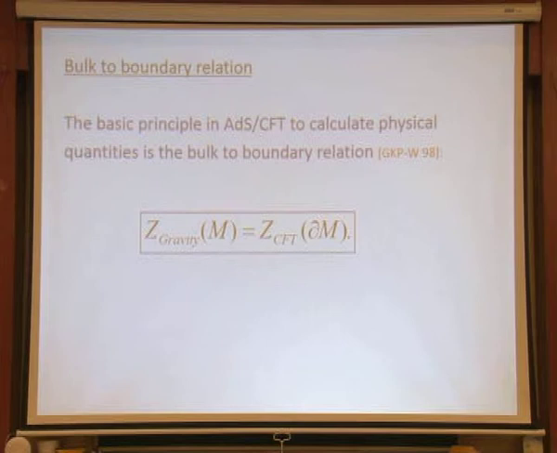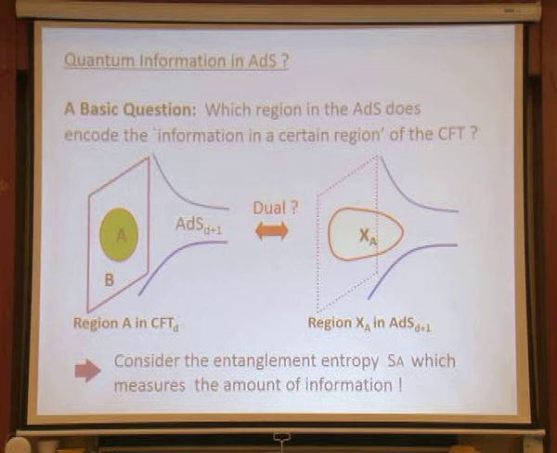Okay, so now the question we'd like to ask is intuitively partially motivated by this. This is the AdS/CFT: we have anti-de Sitter space-time dual to some boundary conformal field theory. My basic question is which region, so we have some A and B, let's just divide space into two parts and concentrate on a particular region A. There is some information which is only included in region A. So what is the counterpart of this information for A from the viewpoint of bulk anti-de Sitter space?